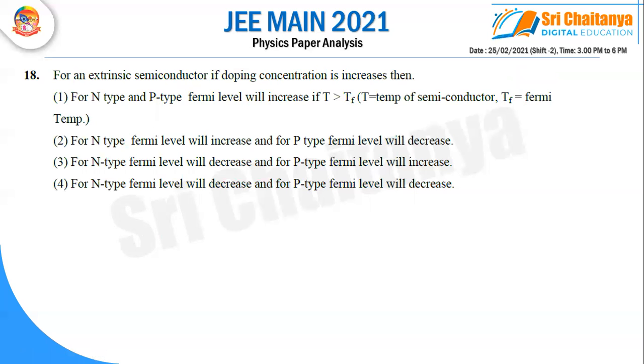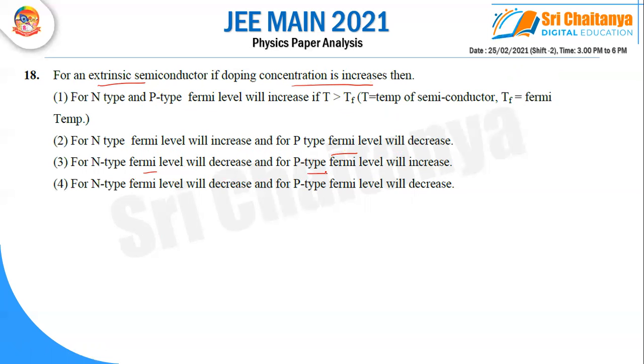Okay. Now, for an extrinsic, this is impure semiconductor. If doping concentration increases, then now we need to look into the options. Okay. So for n-type, p-type Fermi level will increase, T is greater than TF. And for n-type Fermi level will increase, and for p-type Fermi level will decrease. Okay. For n-type Fermi level will decrease, and p-type.